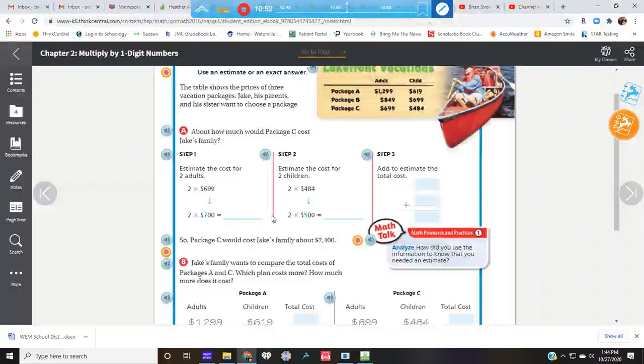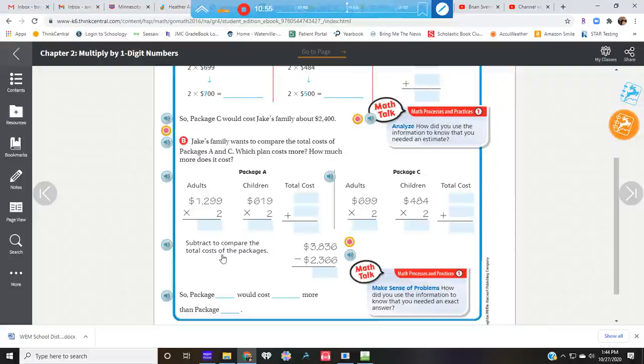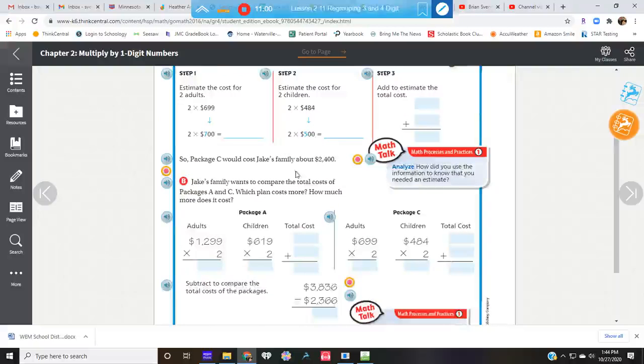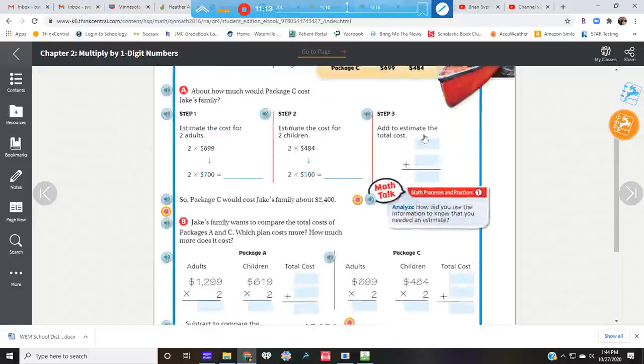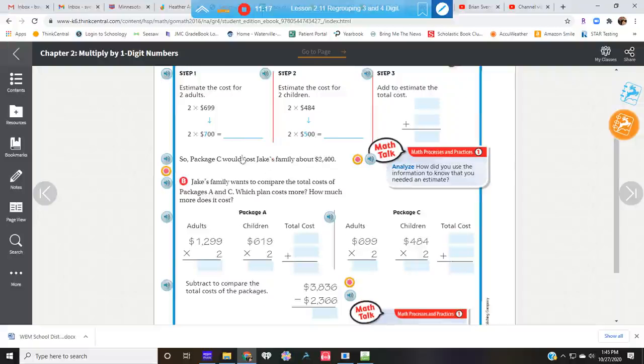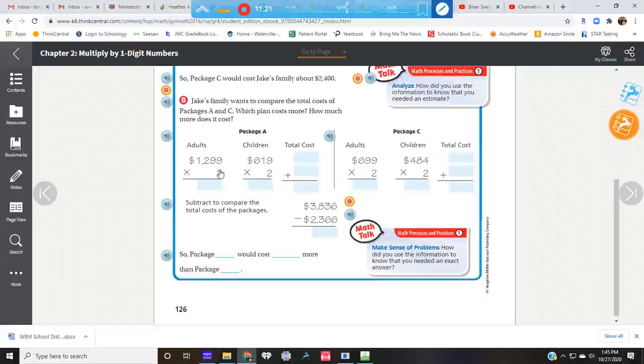Let's go back in and fill in what we need to on our screen. Jake's family wants to compare the total cost of package A and package C. Okay. So we did our estimate and everything. Let's check this one. Now we're going to compare package A and package C. Package C we already have our numbers for, but I erased it all, so let's just do it again.